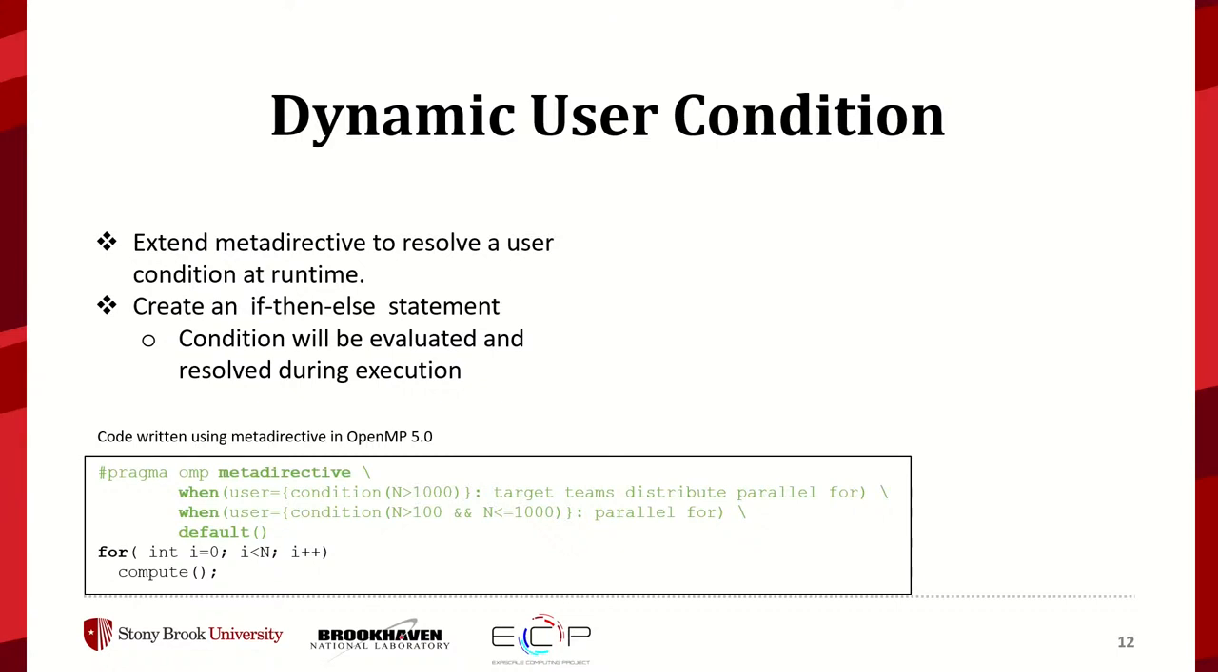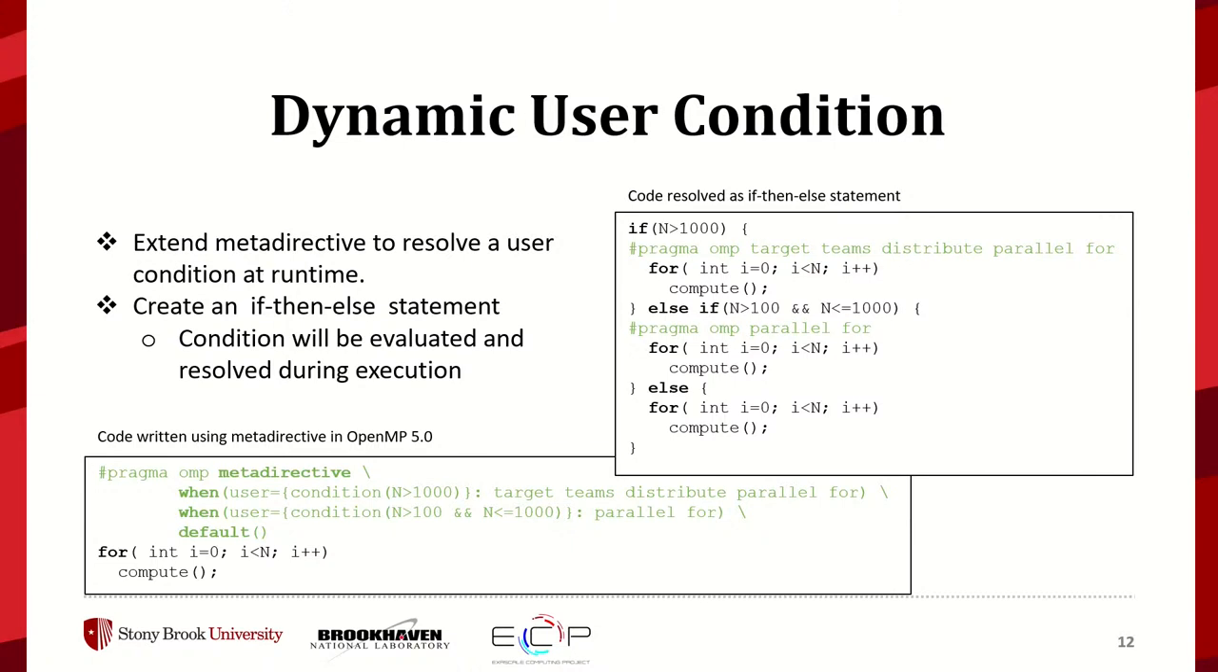By definition, all the context selectors in metadirective need to be resolved at compile time. In this extension, we extend metadirective to resolve the user condition at runtime. So instead of substituting metadirective with the given directive variant, we create an if-then-else statement whose conditions will be evaluated and resolved during execution. For this, we parse all the when and default clauses in the metadirective and create a statement for each of the directive variants specified in the clause.